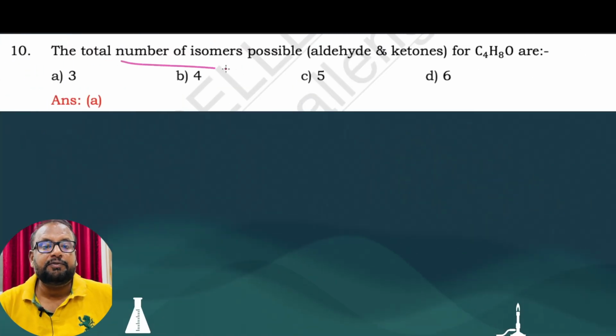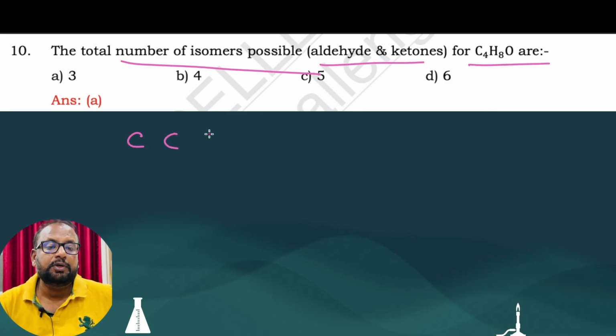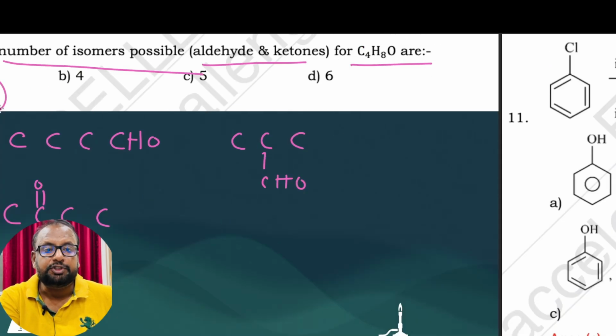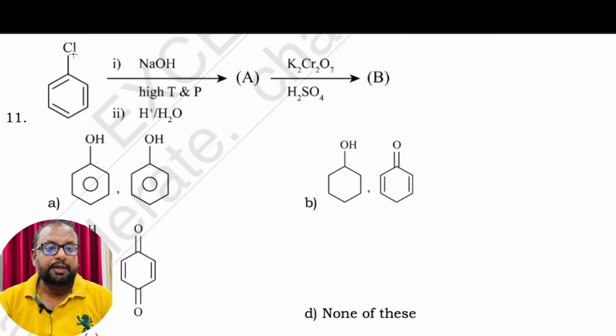Next, total number of isomers possible for aldehydes and ketones with C4H8O would be. So this is one aldehyde and this is another aldehyde. Two aldehydes are possible. For ketones, one ketone is possible. So the answer is 3. Simple question.